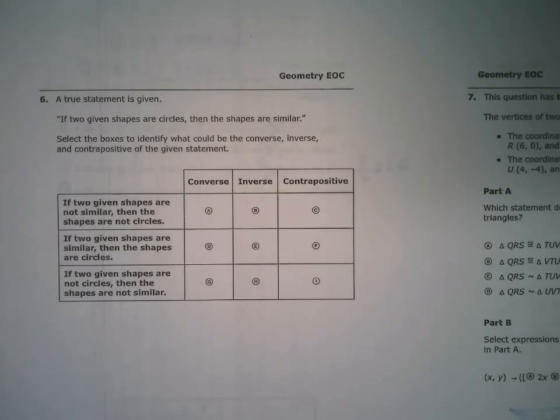Okay, for question 6, it says a true statement is given. If two given shapes are circles, then the shapes are similar. Select the boxes to identify what could be the converse, inverse, and contrapositive of the given statement.